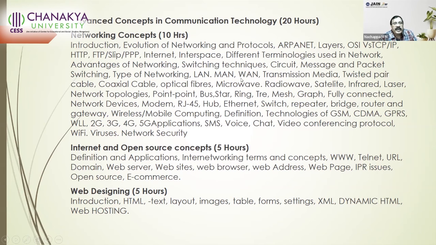What do you mean by the internet? What do you mean by a network? What are the different types of networks? LAN, WAN, MAN. What are the different types of wiring that is used? Twisted pair, coaxial, optical, microwave, radio wave, satellite, infrared or laser. And how to organize your computers in a network, whether in a bus topology, star topology, ring topology, tree topology, mesh topology, or graph topology. Like this, how you can organize them.